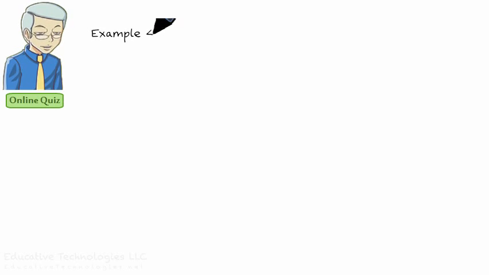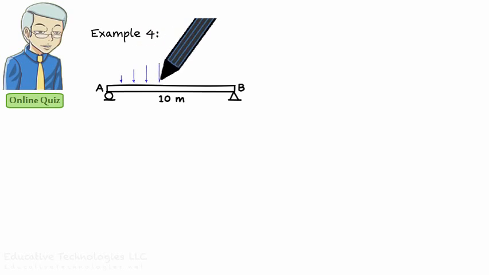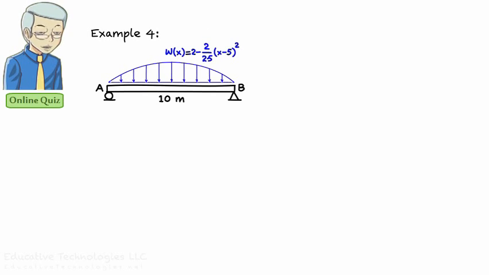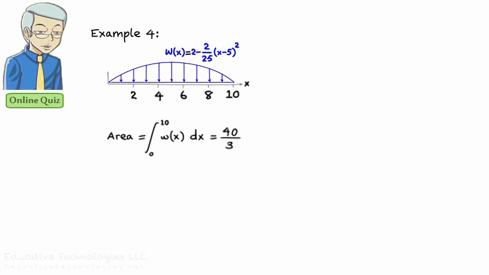Example 4. In this problem, the beam is subjected to a parabolic load defined using the quadratic equation w(x) equals 2 minus 2 over 25 times (x minus 5) squared. To find the magnitude of the equivalent concentrated load, we need to determine the area under the curve. This can be done by integrating w(x). The area is 40 over 3.